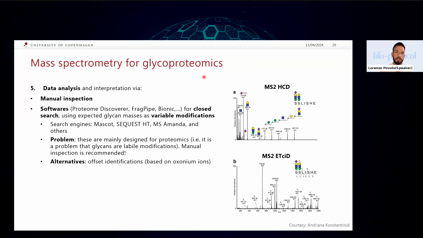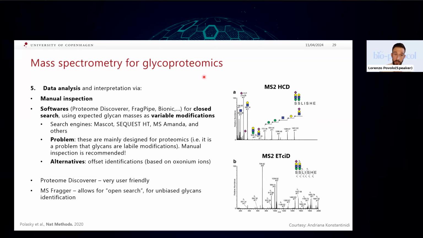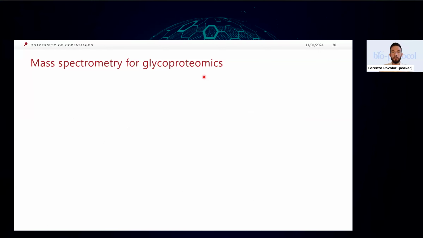I will leave you here also with some alternatives for who has a little bit more experience in mass spectrometry. But in practice, what we do in our center is to use Proteome Discoverer, which is very user-friendly, though you need to pay to have access to Proteome Discoverer. We also evaluated MSFragger, which I would really recommend for open search, so unbiased glycan identification. So if you don't know what glycans you have in your sample, this could be a tool that you could look into. So yeah, this is a little bit about mass spectrometry.